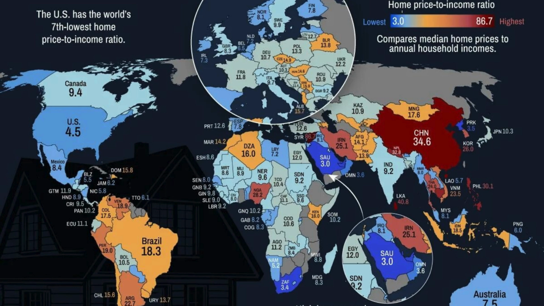So that is the map. That shows Canada's at 9.4. The US has the world's seventh lowest home price to income ratio. Brazil at 18.3. Wow.